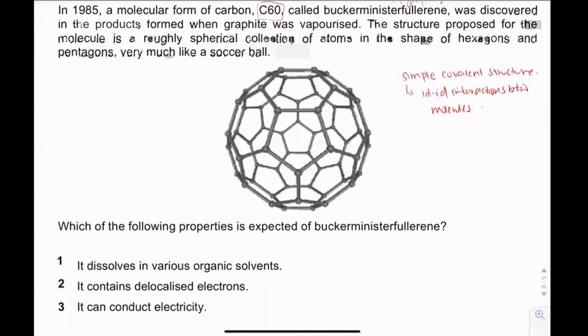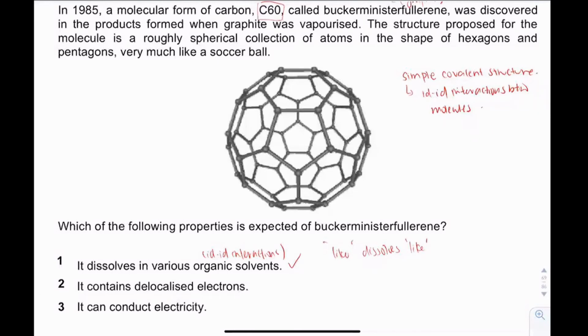Given that it has only ID-ID interactions, it can definitely dissolve in organic solvents, because within organic solvents there are also ID-ID interactions. Well, sometimes you have PD-PD, but predominantly ID-ID. Since they are similar, do you remember the general rule for solubility? Like dissolves like. Therefore, it will be able to dissolve in organic solvents.